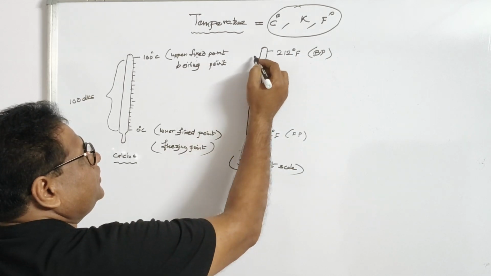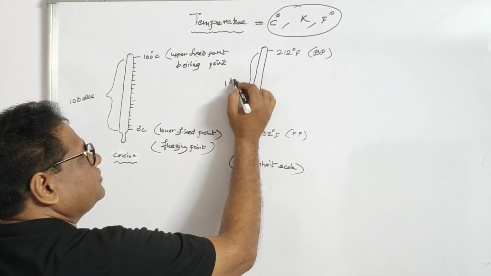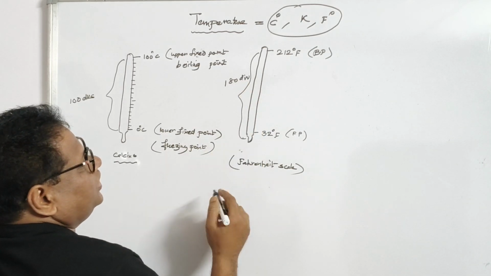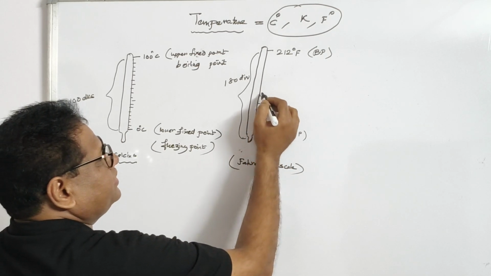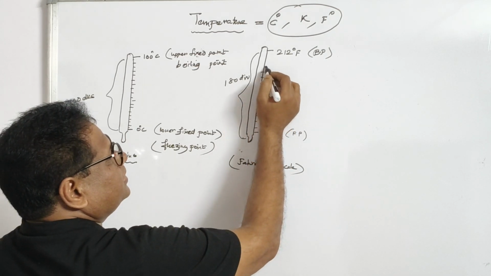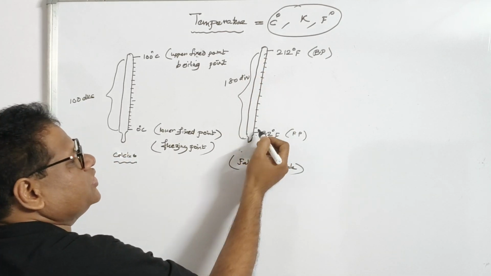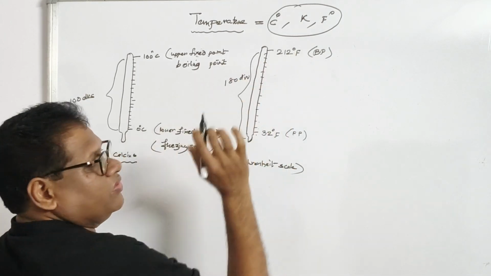There are 180 divisions in this. Each division corresponds to 1 degree Fahrenheit. But the markings are 32 onwards. So after 32 this will be 33 Fahrenheit, 34, 35 up to 212.